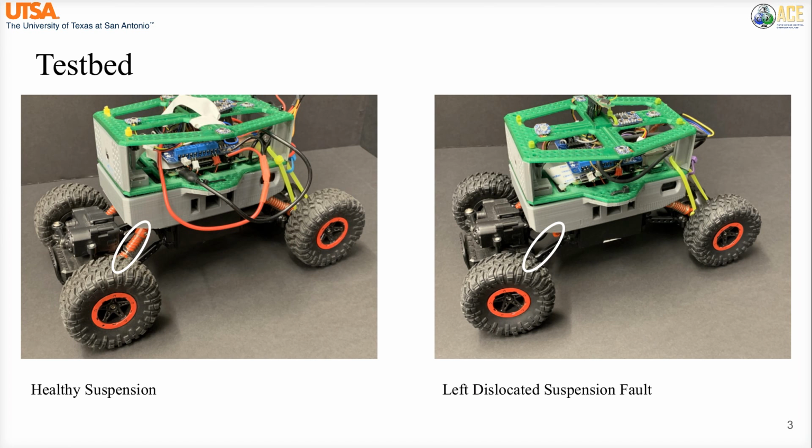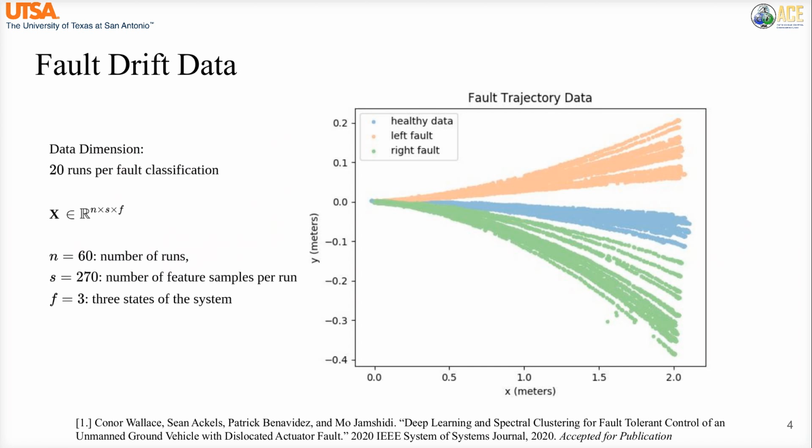So the testbed that I'm using is a custom-built UGV built in the Autonomous Controls Engineering Lab, mainly by Dr. Benavides, with the help of one of our ex-master students, Abhijit Majumdar. It is a four-wheeled UGV, and the fault scenario that I am studying is initially a dislocated suspension fault. So basically I have three fault conditions: a healthy suspension, a left dislocated suspension, and a right dislocated suspension.